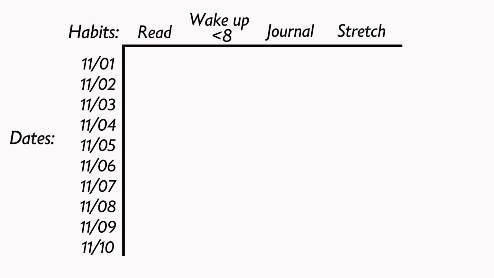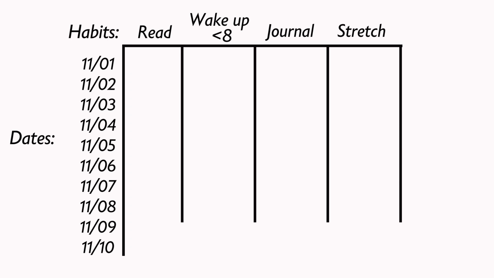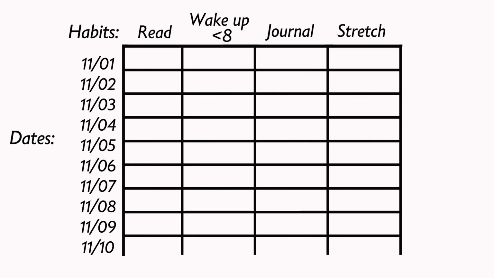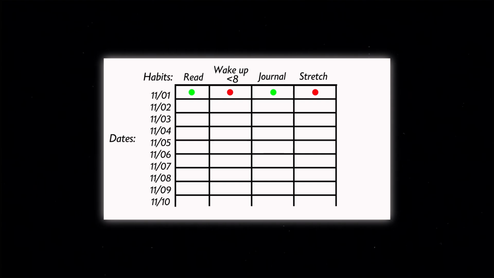Super simple. Now, line your paper so that each row and column are clearly visible. This creates many small rectangles that are ready to be marked. So now that the framework is laid out, it's very easy to execute. If you did the habit that day, mark it green or with a check. If you didn't do the habit that day, then mark it red or with an X. And just like that, you're done with the creation of your habit tracker.